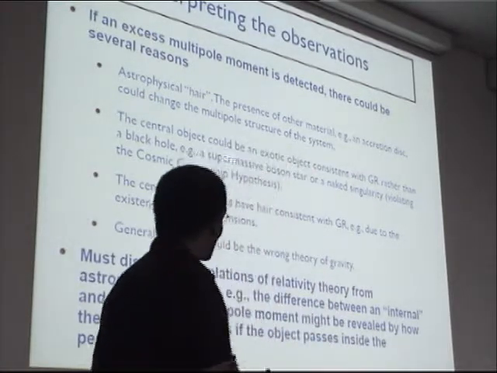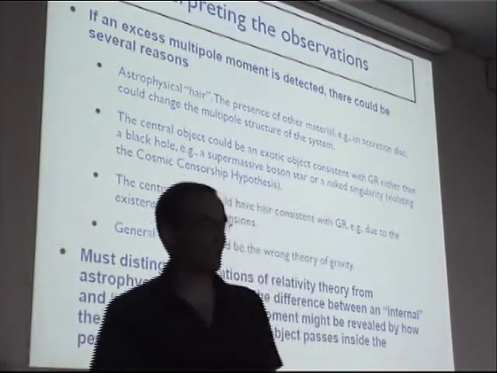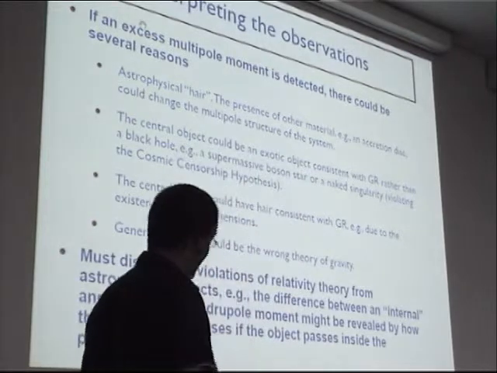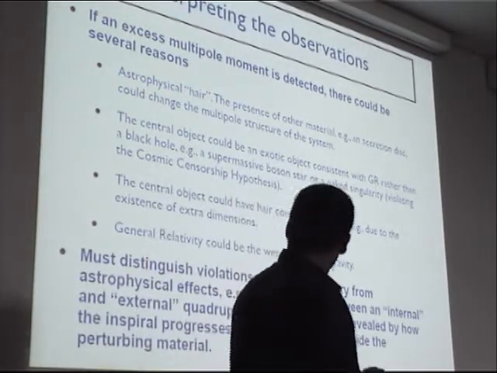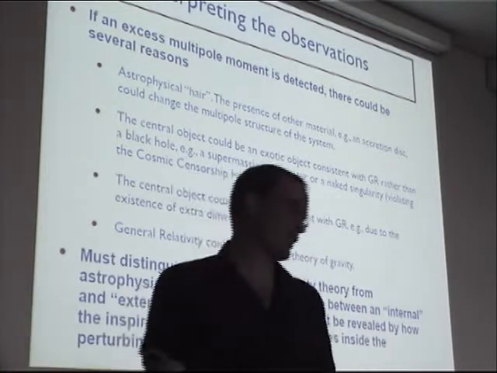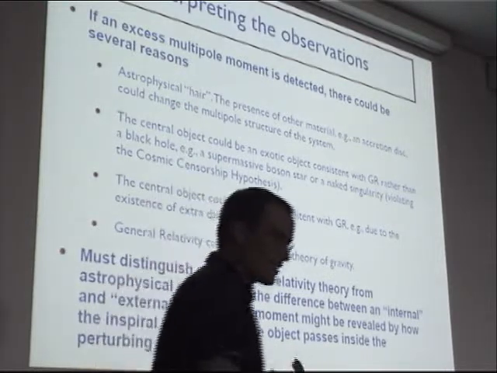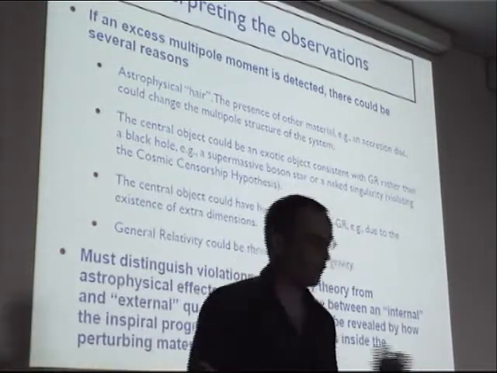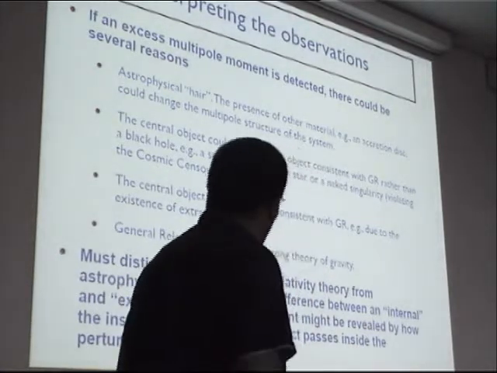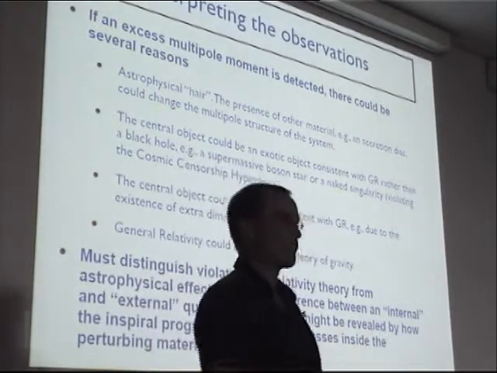We could have an exotic object, consistent with general relativity. It could be a black hole, it could be an extended, very compact object, like a supermassive boson star. It could be a naked singularity. We could have an object that has hair that's consistent with general relativity. If you solve relativity in higher numbers of dimensions, the no hair theorem no longer applies.